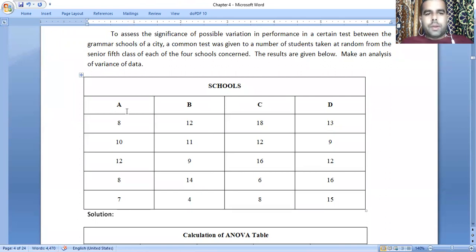Schools A, B, C, D. These schools belong to a homogeneity group here. Homogeneity means they belong to the educational sector. School A, School B, School C, School D.